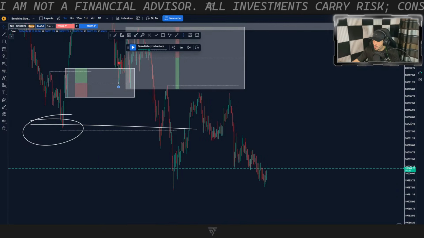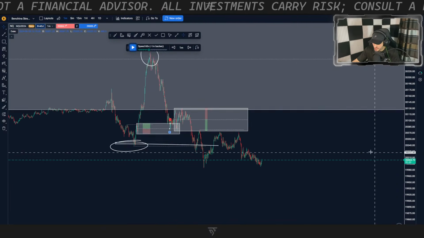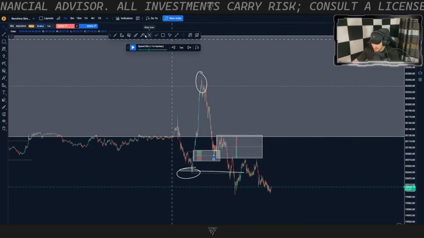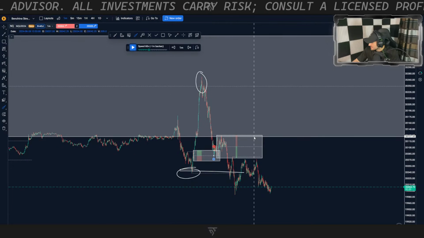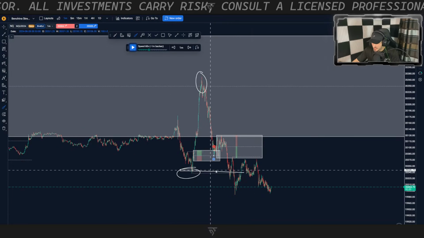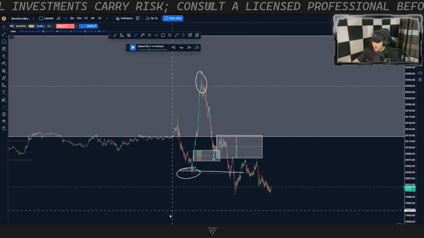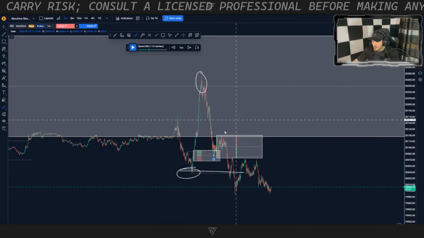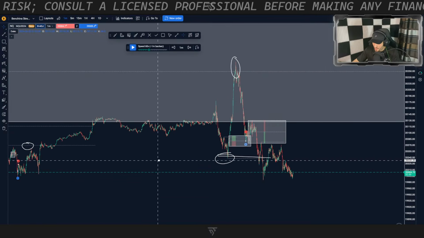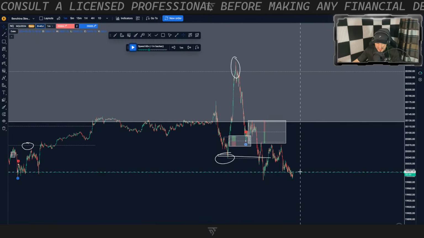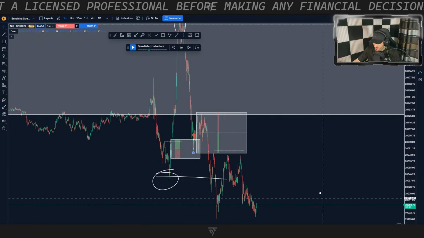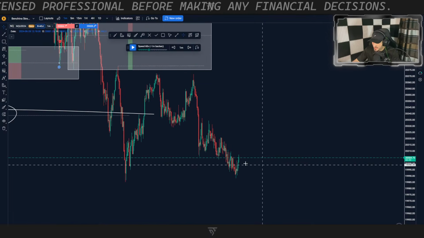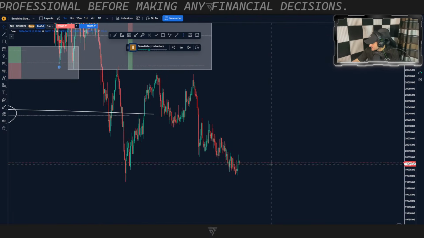Narrative is, what are we expecting? What is the story behind price? What is the price currently trying to achieve? What are its targets? Am I in the bottom of the range? Am I in the top of the range? Where am I in price? What is price currently trying to do? The story behind your trade, right? And you build narrative with backtesting.